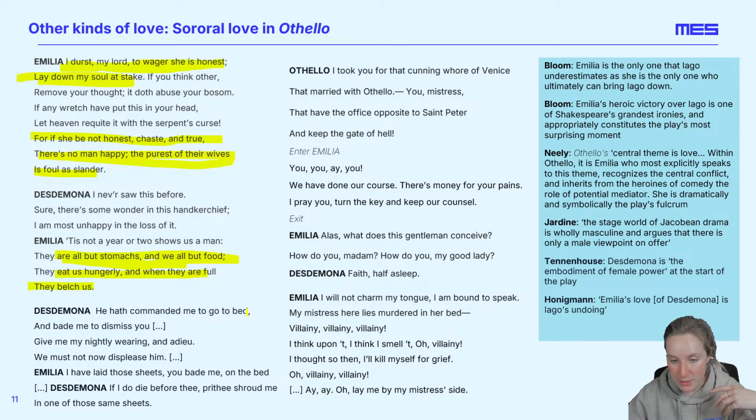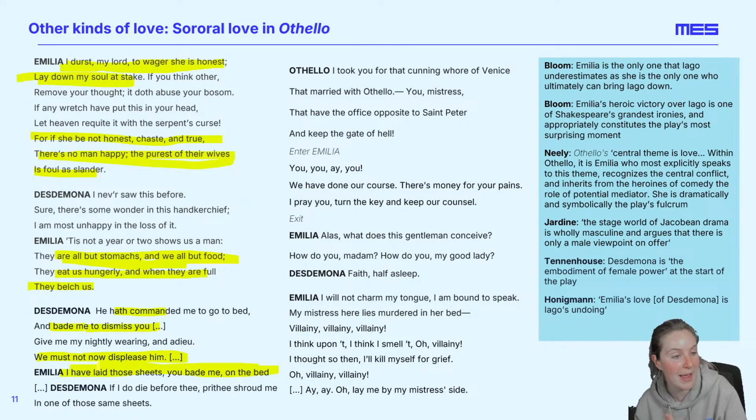Desdemona also says, "He's commanded me to go to bed." This is the same quotation that we've looked at previously. But this idea of them being linked and Desdemona confiding what's happening to dismiss you. We know Emilia comes running back later.